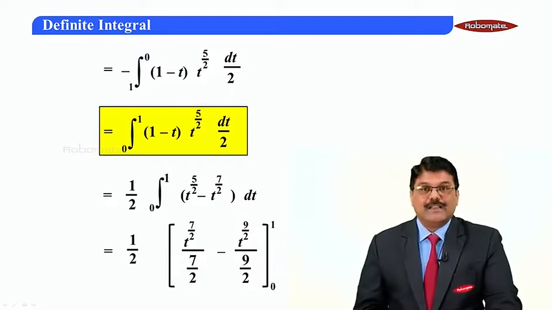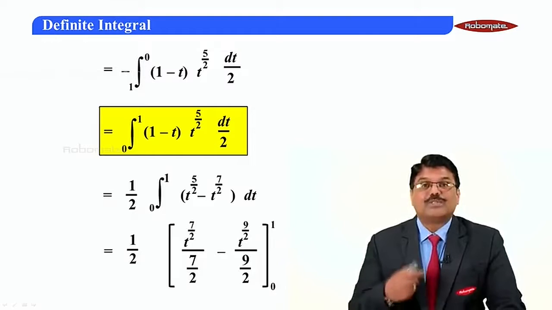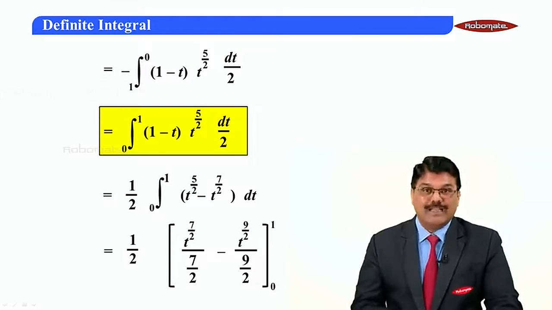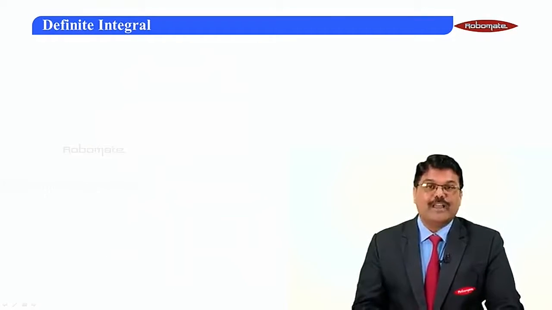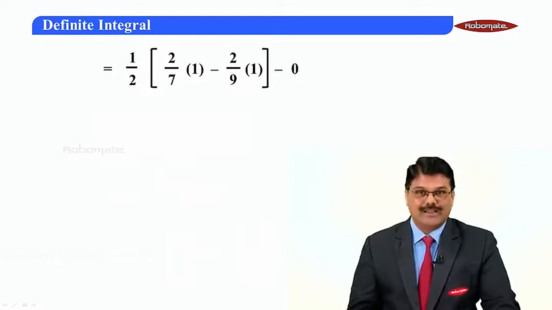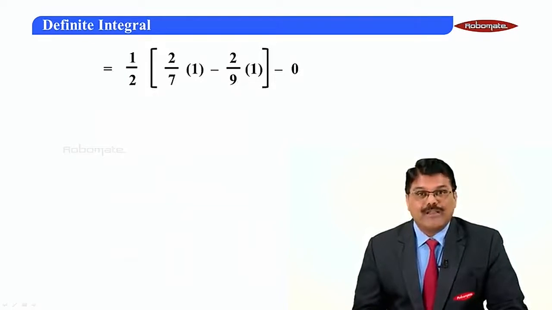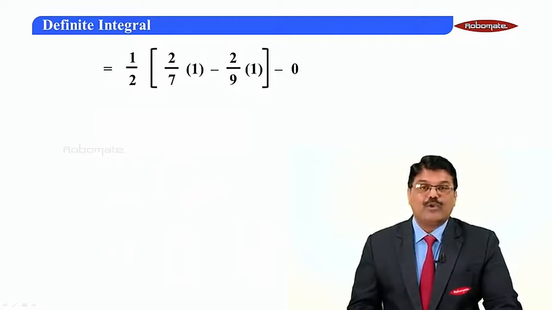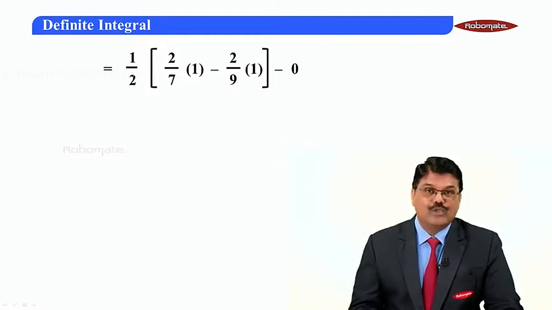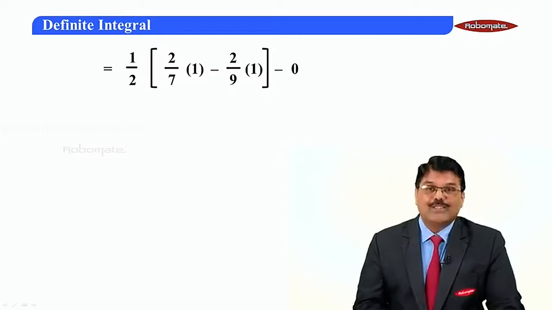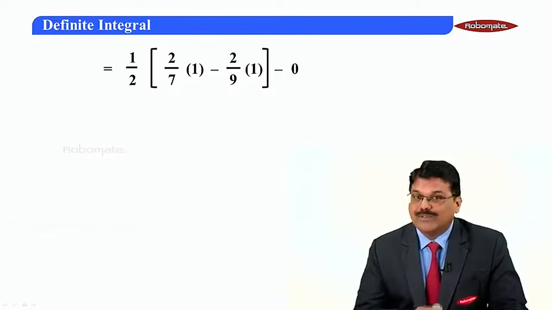Let us integrate that. T raised to 5 by 2 becomes t raised to 7 by 2 upon 7 by 2, minus t raised to 9 by 2 upon 9 by 2, goes from 0 to 1. So substituting the upper limit 1, it becomes inside the bracket 2 by 7 into 1 minus 2 by 9 into 1, whereas the lower limit is 0. So the entire bracket becomes 0.